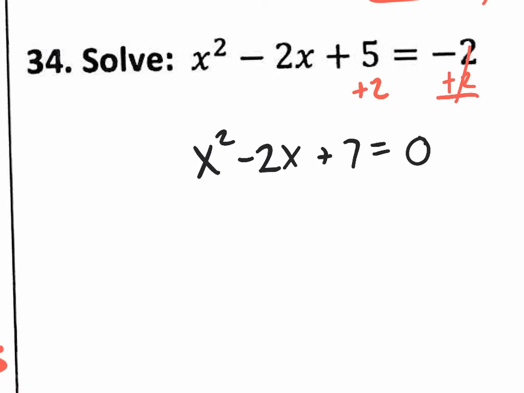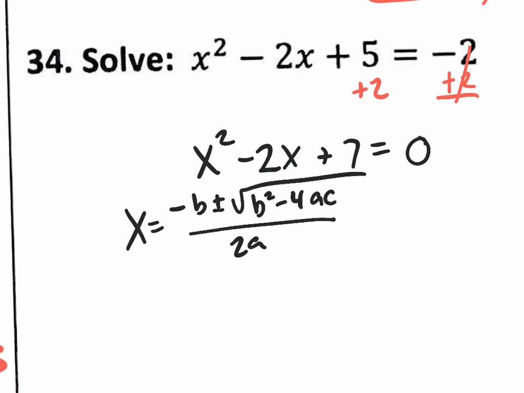Now, on this problem, it'd be good to try to factor: what times what is 7, that if you combine together is negative 2. There is no answer that works. So we're solving, though. It's not like they're asking us to factor. Even though this is not factorable, we could still solve it. Solve it using the quadratic formula. X equals negative b plus or minus the square root of b squared minus 4ac, all divided by 2a.